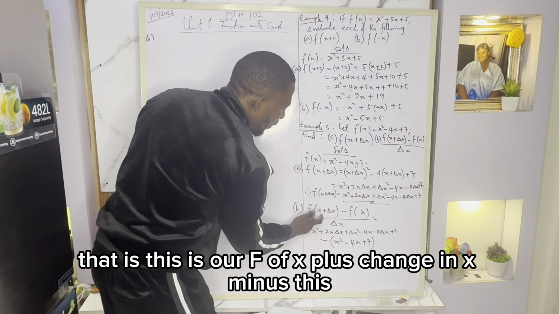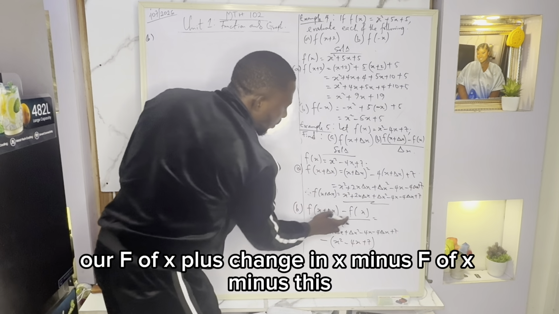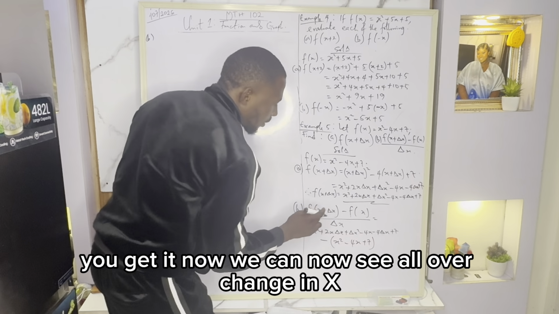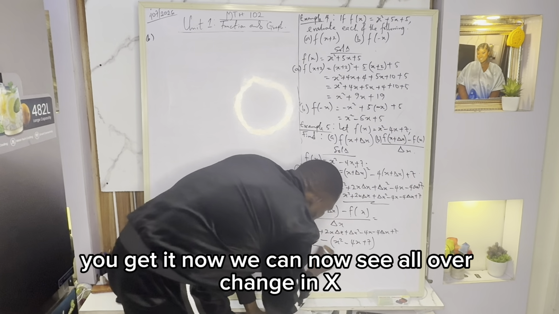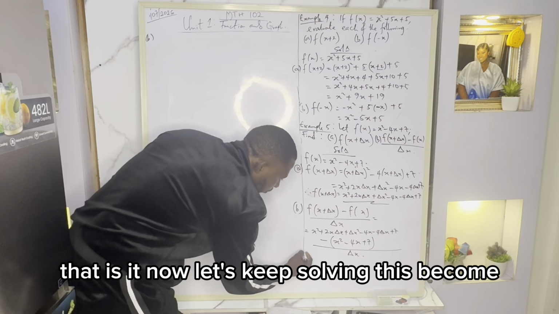That is, this is our f of x plus change in x, minus f of x. This is our f of x. You get it? Now we can say all over change in x. That's it. Now let's keep solving.